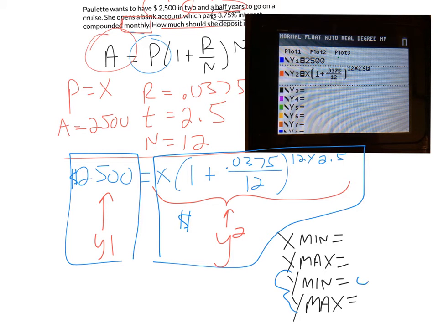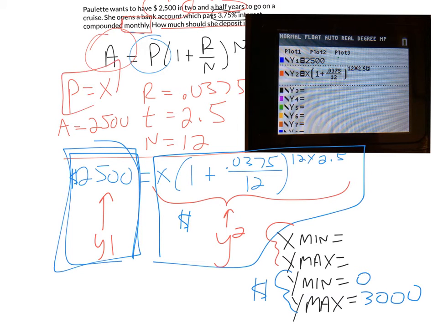So my Y min is going to be 0, and my Y max, since she wants to have 2,500, I'm going to go a little bit bigger than 2,500, so 3,000 for my Y max. So here my Y's represent the money. What does letter X represent? Well, here X stands for the principal. So X is also going to represent money, specifically how much money Paulette needs to invest.